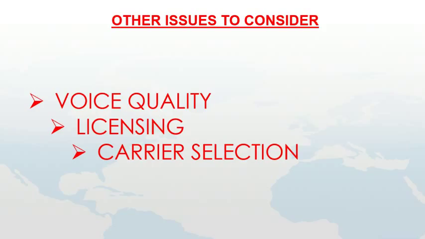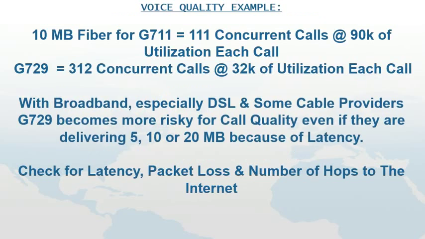The other components above and beyond how much bandwidth is needed per voice channel to consider is voice quality, licensing, and carrier selection. Once you've determined that you have sufficient bandwidth for the codec you prefer, or how much extra you will need, then you can move on to voice quality. Given that your bandwidth costs in most cases won't eat too much into your budget for either codec, then voice quality will be determined greatly by the quality of your ISP.